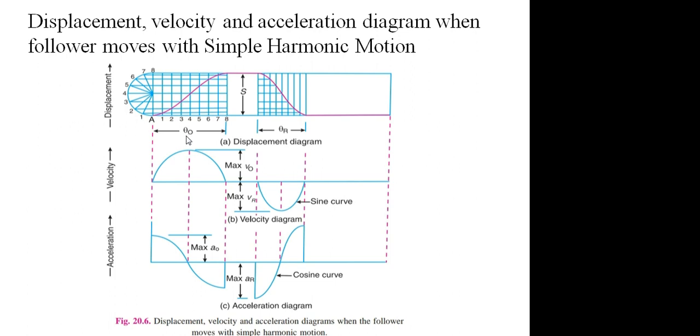Now suppose theta is 120 degrees, that is the angle of revolution of the cam for outstroke of the follower. So it will be 120 divided by 20, where the scale is 1 centimeter equal to 20 degrees. It is 120 divided by 20, again it is 6 centimeters.